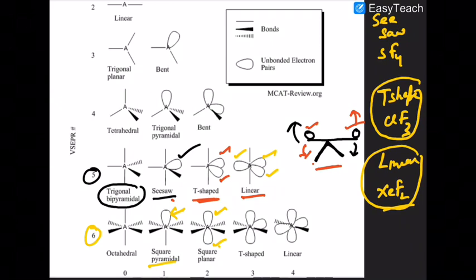If one lone pair, square pyramidal. If two lone pairs, then square planar. And if there are 3 bond pairs and 3 lone pairs, then you get T shape. And if you have 2 bond pairs and 4 lone pairs, then you have linear shape. So these things you have to take into account while discussing.